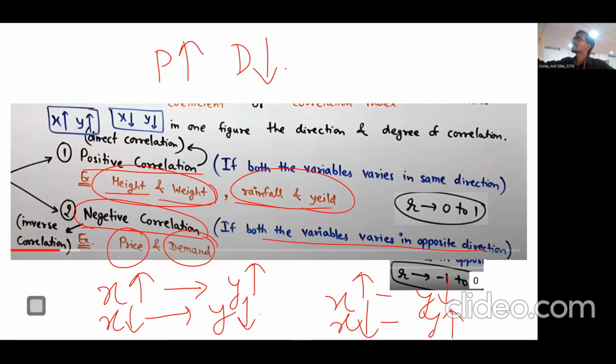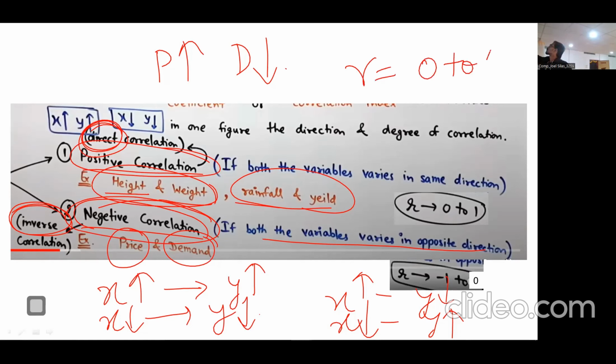So same direction change is said to be positive correlation. Opposite direction change is said to be negative correlation. Positive correlation is also called direct correlation, and negative correlation is also called inverse correlation. Now, if it is positive correlation, the value of the correlation coefficient will go from 0 to 1. And if the correlation is said to be negative, then the value of R goes from -1 to 0.